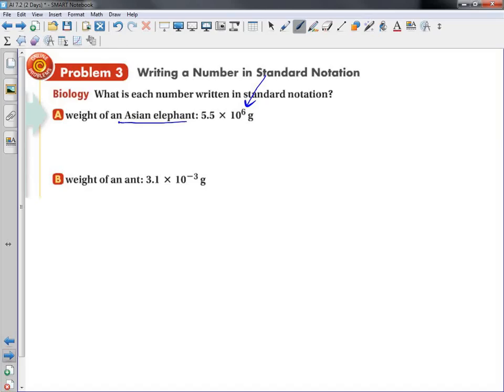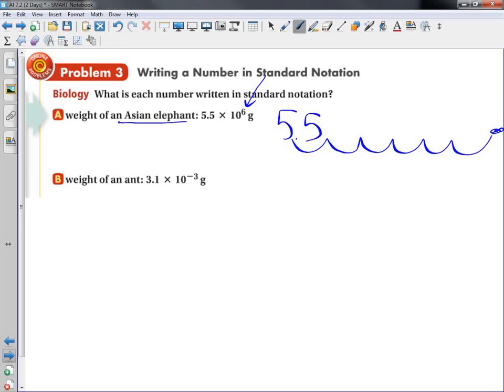So I'm going to make a little bit of work. So I have 5.5. The 6 tells me I'm going to move it 6 places to make it a large number. Right? So I need to move it to the right to make it larger. I'm going to go 1, 2, 3, 4, 5, 6. My decimal place is now here.